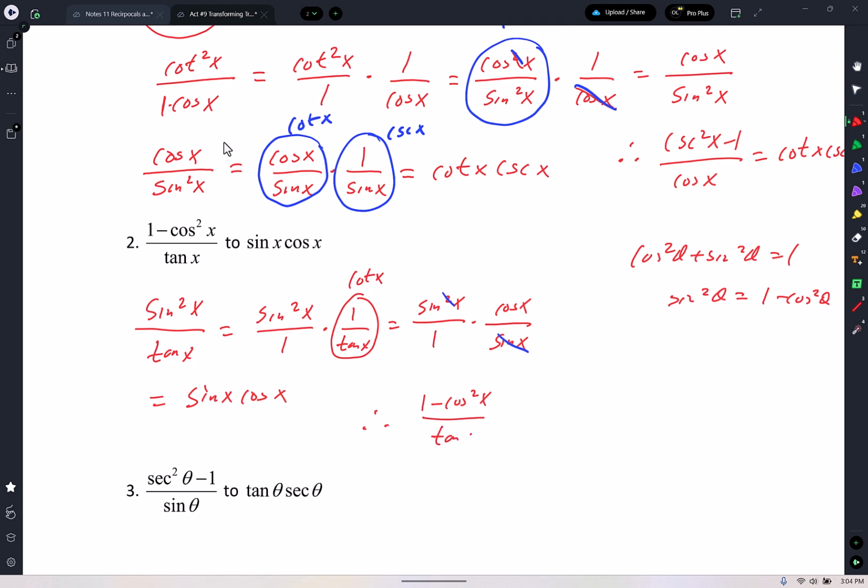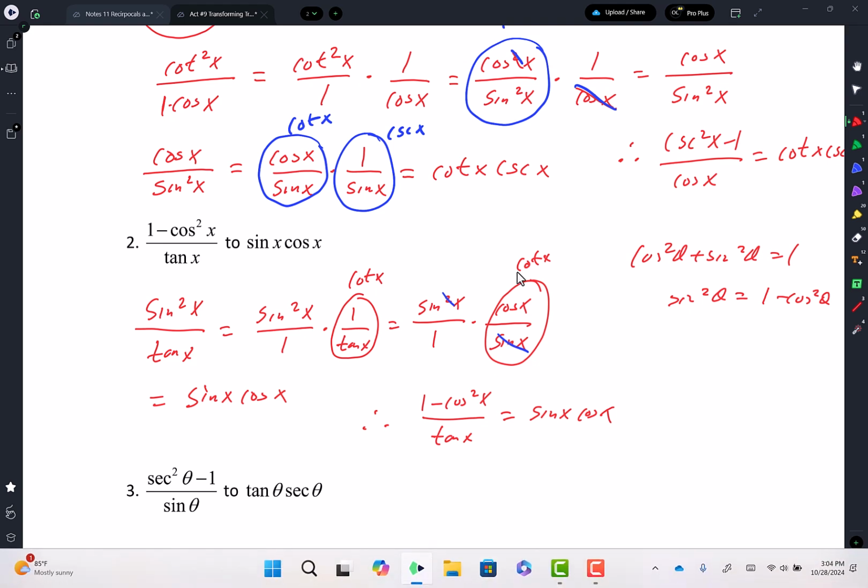Do the next one. Wait, I have a question. Why did you multiply cosine x in the numerator? Well, you told me that 1 over tangent was cotangent x, and cotangent x is cosine over sine. Because this is still cotangent x right here. That makes sense. Oh, so that you can cancel. All right, guys, check. Do number 3.